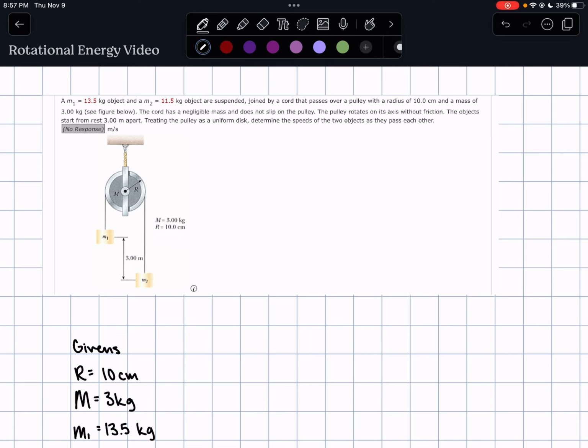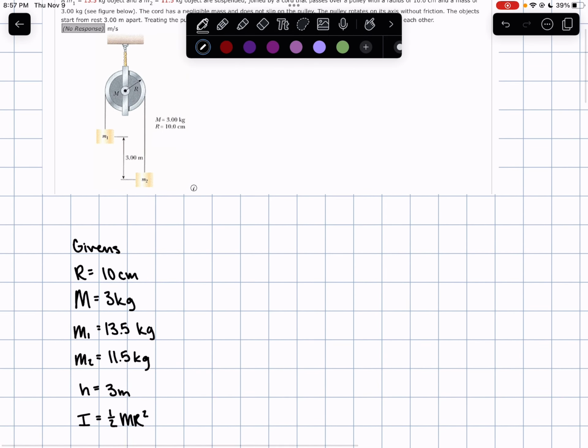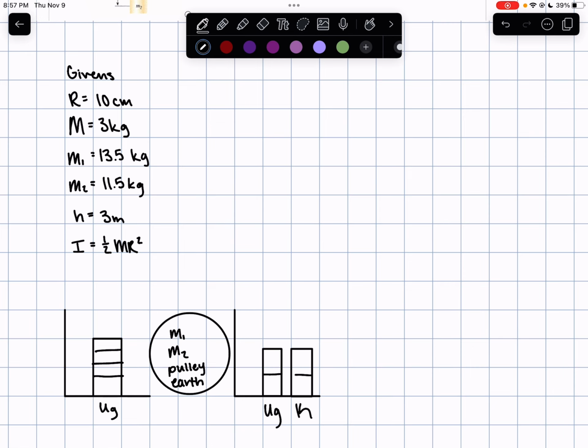So first, let's look at our givens. The radius of the pulley is 10 centimeters. The mass of the pulley is 3 kilograms. Mass 1, which is on the left side, is 13.5 kilograms. Mass 2, which is on the right side, is 11.5 kilograms. And the height in between them is 3 meters. We also know, since this is a uniform disk, it has a moment of inertia of 1/2 mass times radius squared. Next, we can draw an LOL, or an energy diagram.